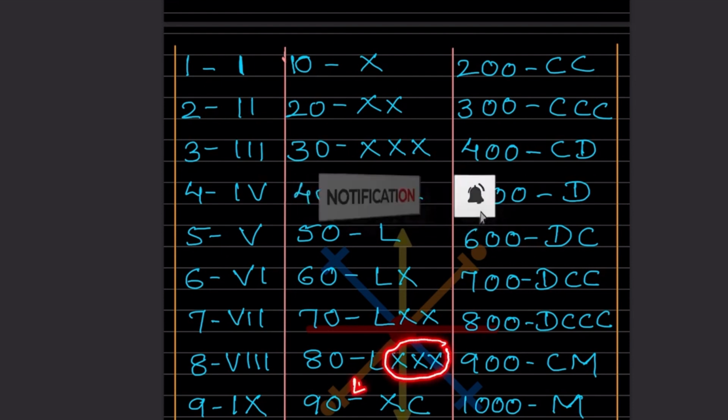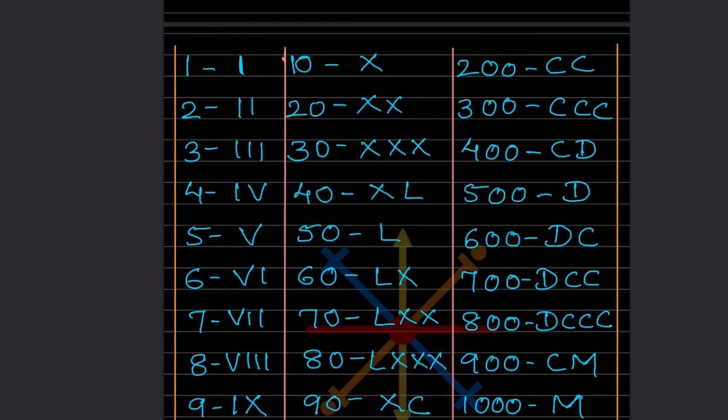We cannot write LXXXX for 90, because again we cannot repeat the same symbol more than 3 times. So 90 will be XC, and 100 is going to be C.